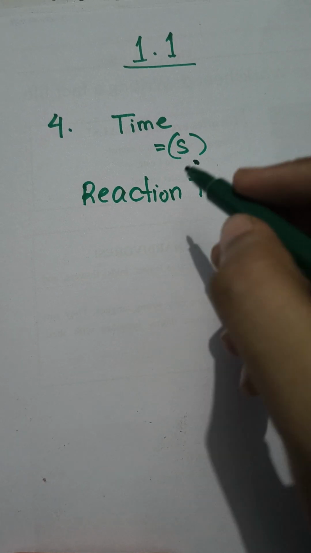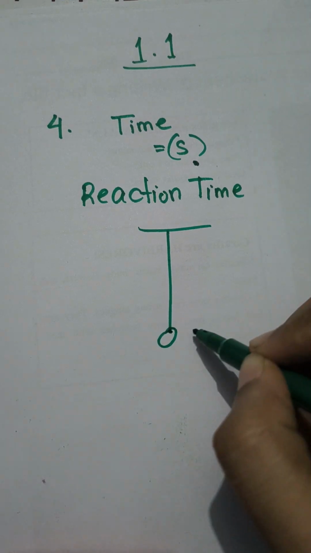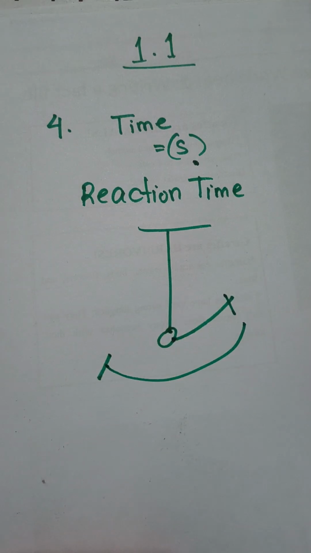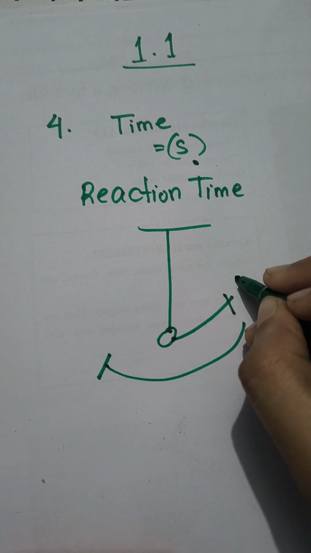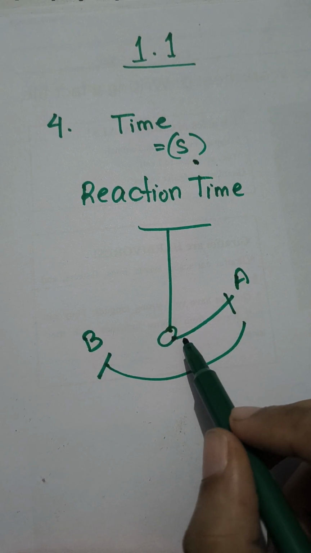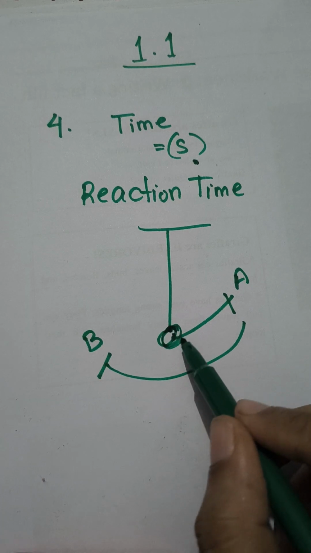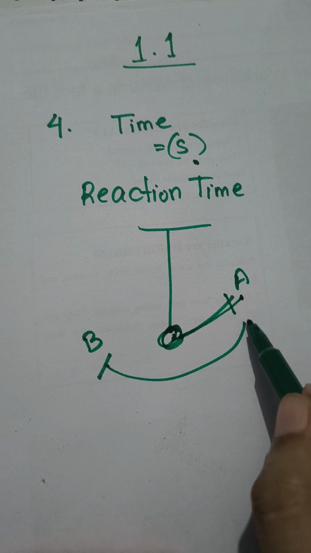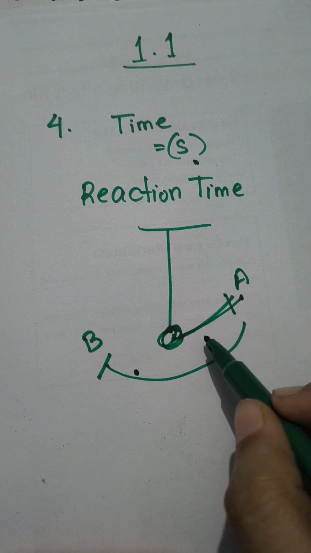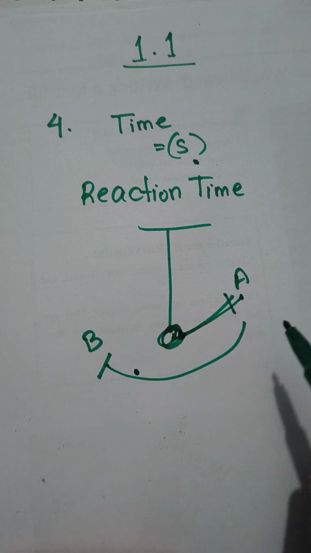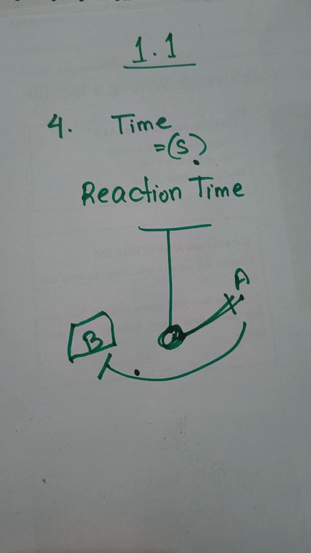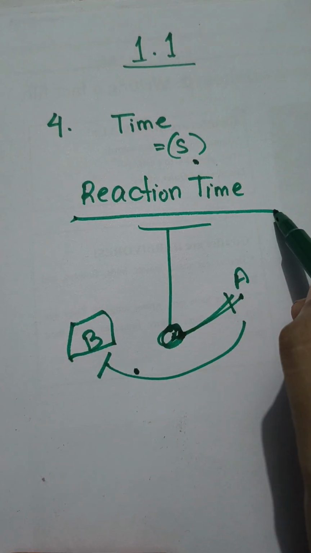For example, if this is my pendulum, and the pendulum is oscillating from this side back and forth to this side. If I say that this is point A and this is point B, and I say calculate the time it takes for the oscillation to go from A to point B, then what you would do is take a stopwatch, start when the pendulum moves, and then stop exactly at point B, right? The point you stop is called your reaction time.